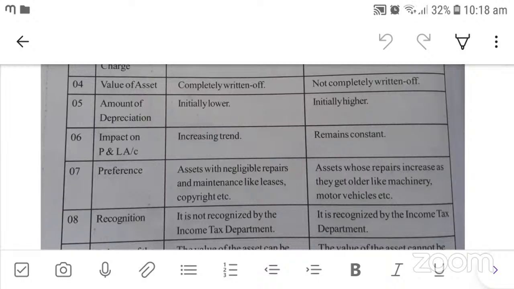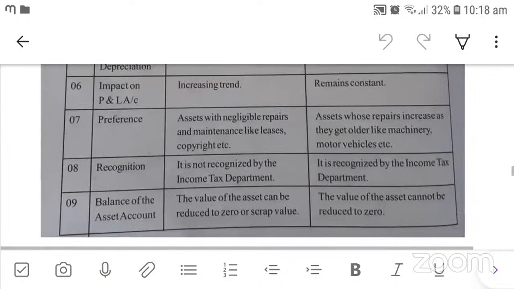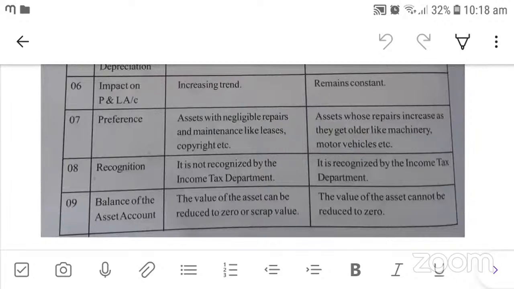Recognition. The straight line method is not recognized by the income tax department. The diminishing balance method is recognized by the income tax department.